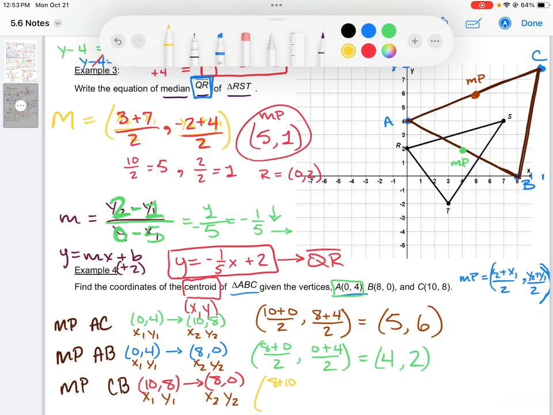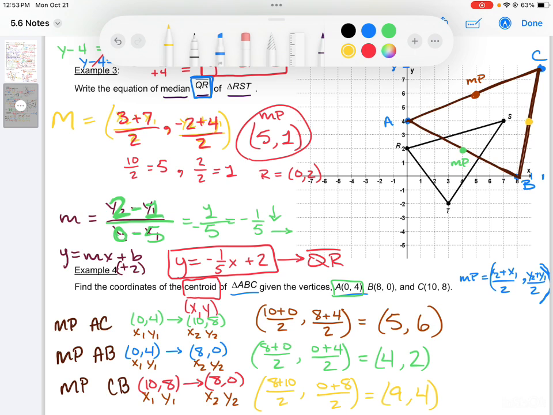Lastly, I've got x2 plus x1 over 2, y2 plus y1 over 2. When I simplify that, 8 plus 10 is 18, divided by 2 is 9. 0 plus 8 is 8, divided by 2 is 4. And so I have a midpoint for BC at 9, positive 4, which is right here, still barely on our graph, but works out.